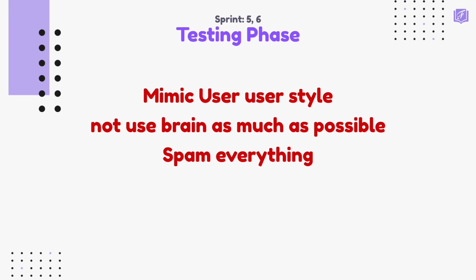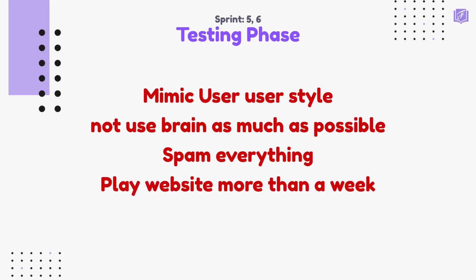Try spamming login, submit, and every button on the website, so we can check that we actually handle API traffic. And lastly, play the website for more than a week. Of course, since we tested from sprint 5 to 6, we had a lot of time to test. We tried to play it and find every bug. Of course, we found a lot of bugs, but we already fixed them in those sprints.